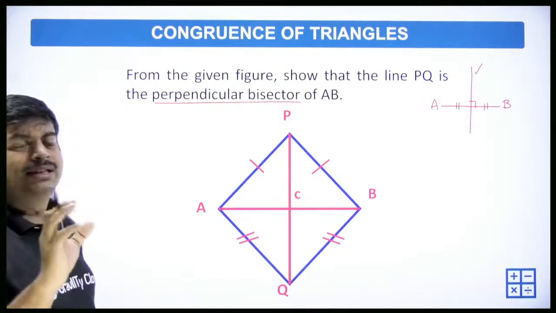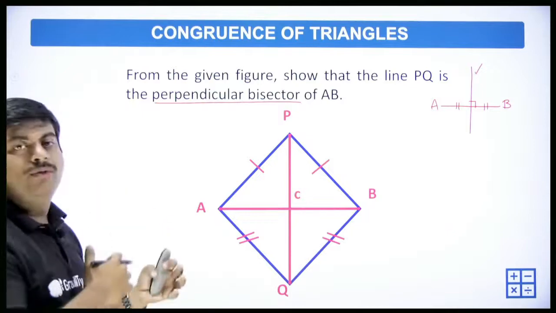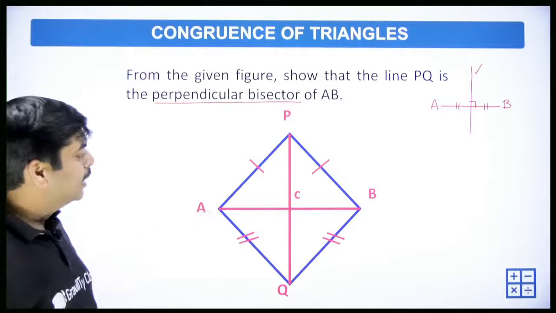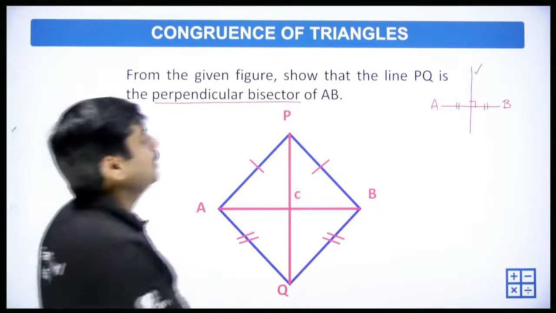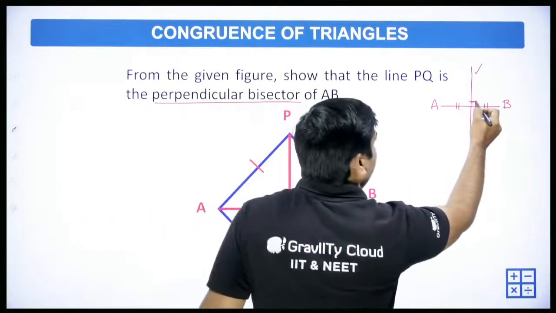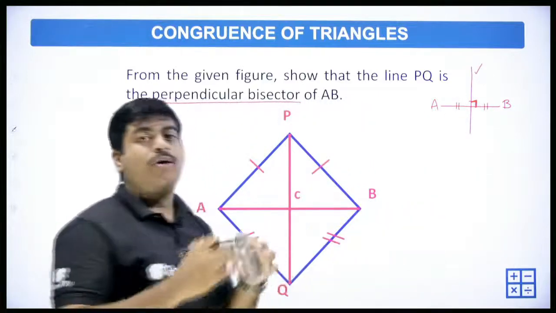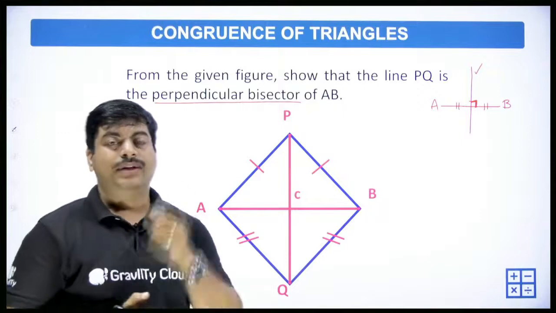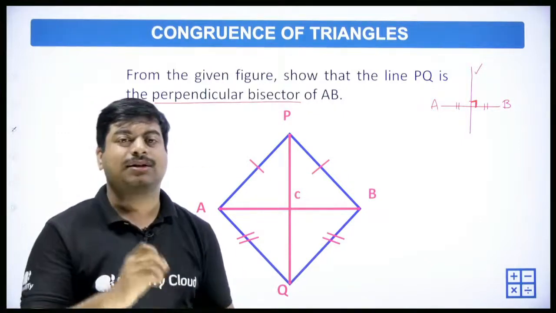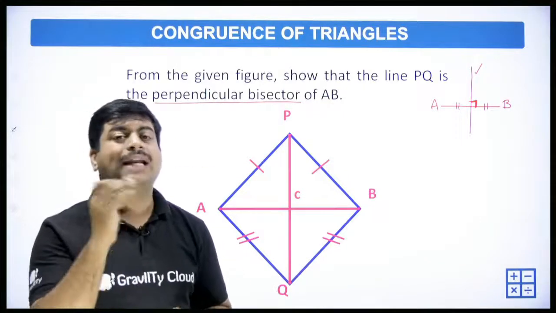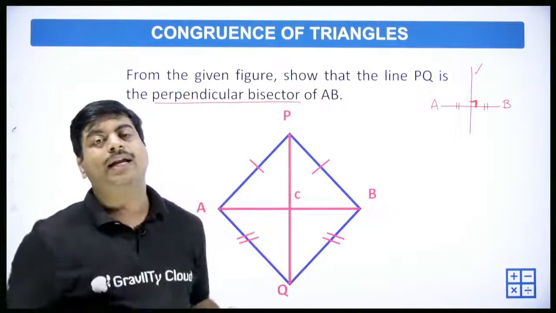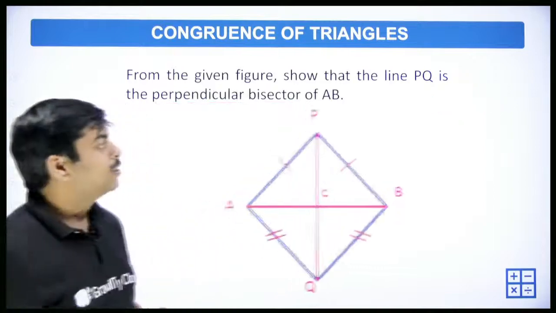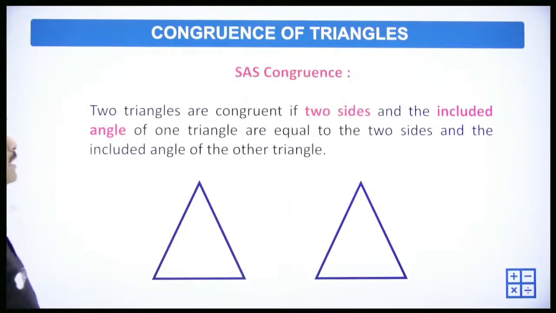But once again, let's come back to this question after discussing one more congruency, because here we should also show that this angle is 90 degrees. That means we should also have a congruency that is related to angles. Till now we haven't discussed that. We just discussed SSS congruency. We didn't discuss any angle. So after discussing some congruence of angles, let's come back to this question. Okay, so what is the next property we are having?